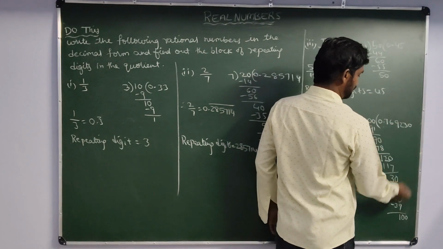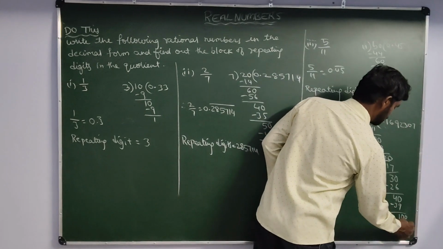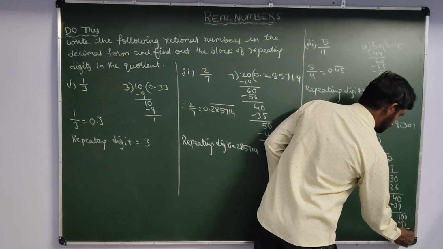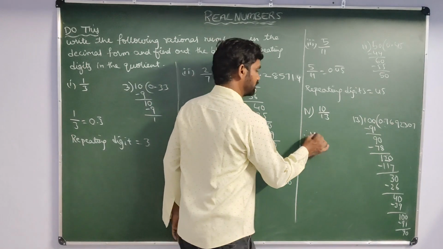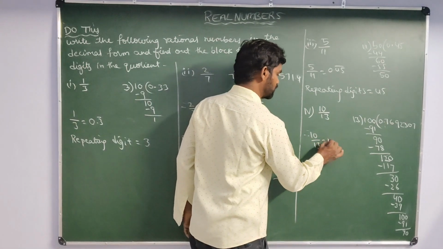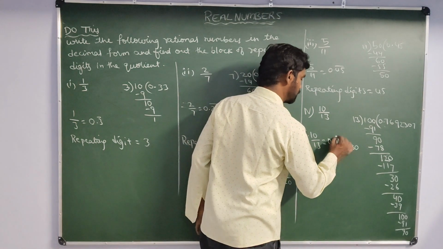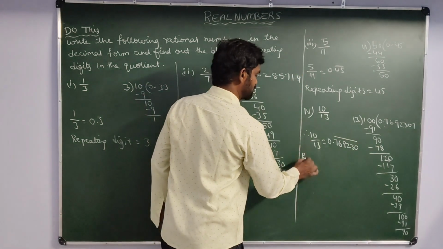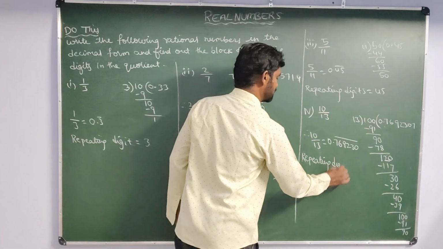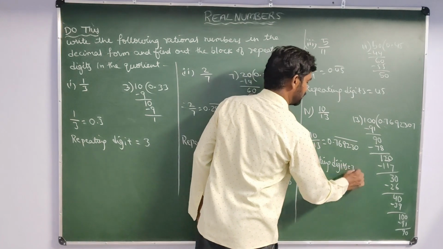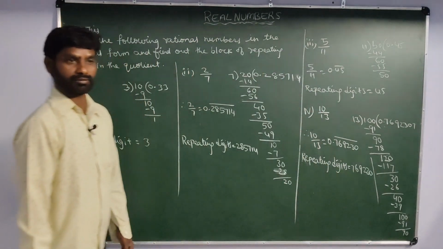Then the same numbers we will get once again. That is 13 sevens are 91. So 9, 0. Then again you have to consider 6. Therefore we get 10 by 13 is equal to 0.769230 bar. Repeating digits are 769230. That is the answer.